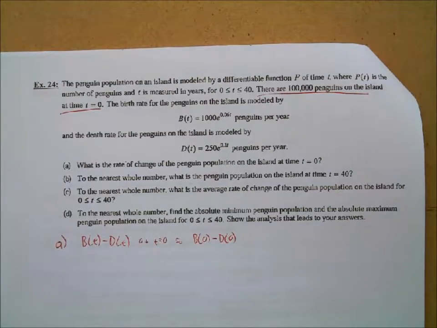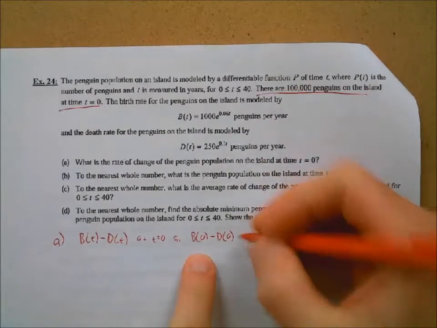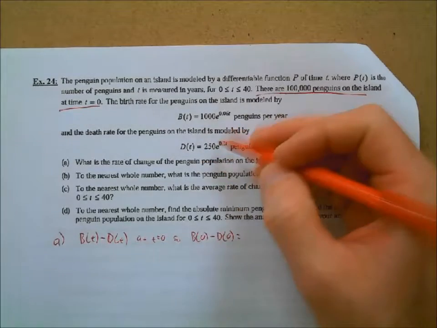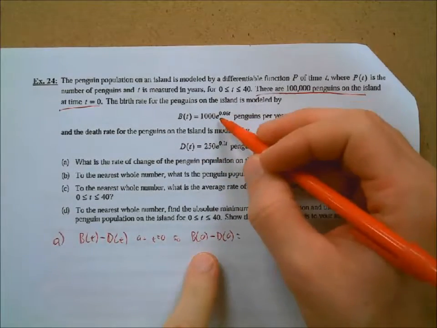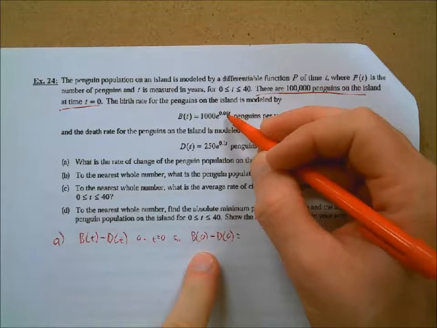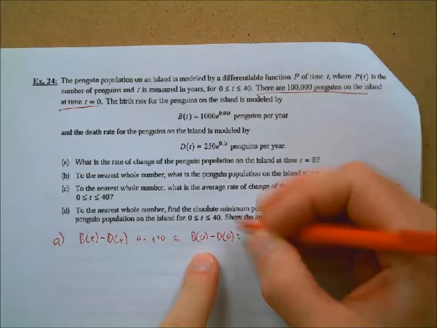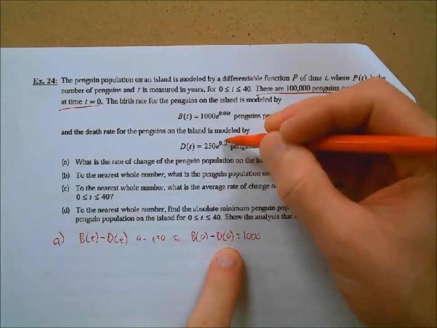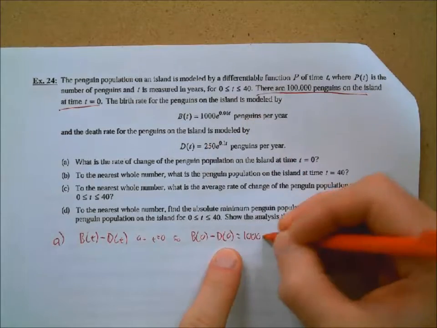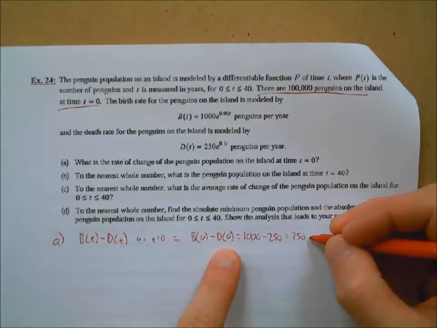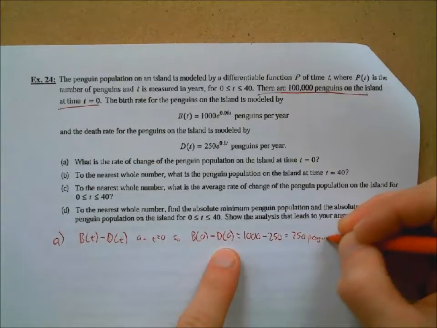This one we can do mentally. Of course, use your calculators whenever you want in this problem, but we can put the 0 in for t here. 0.06 times 0 is 0. E to the 0 is 1. So times 1,000 gives you 1,000. D of 0 is going to be e to the 0, which is 1, times 250, so minus 250. And so we get 750 penguins per year.